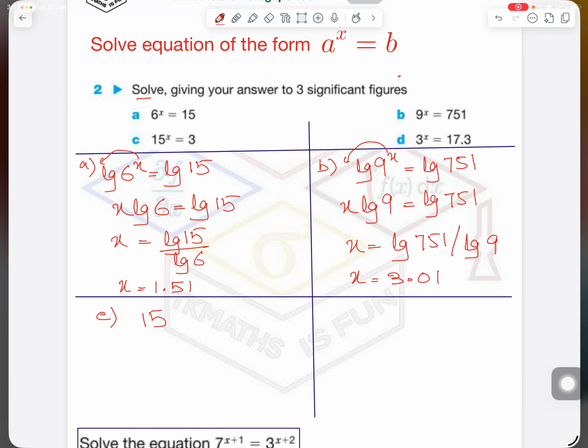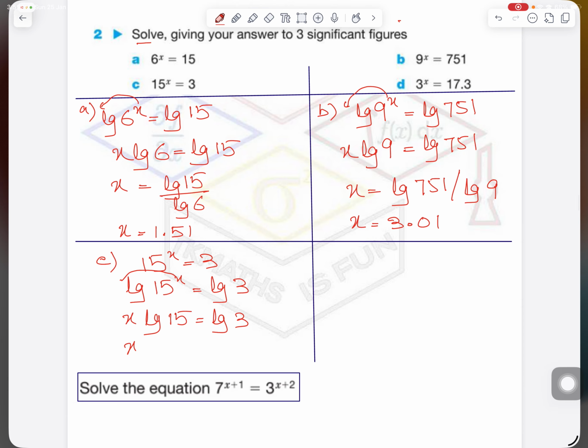Now part C. It is 15 power x equals 3. So again, I will take lg on both sides. Then x is a multiplier if I apply the power law, right? And I will do that. The purpose is to find the value of x, right? So now after that, simple algebraic manipulation. So lg 3 divided by lg 15, hold on. Okay, so I am getting 0.406.